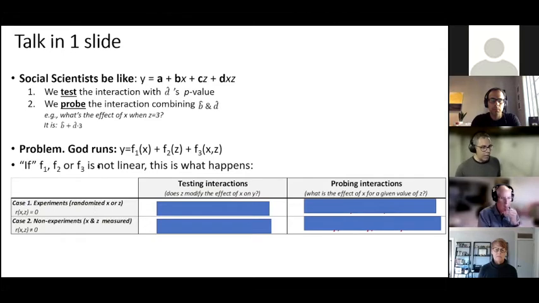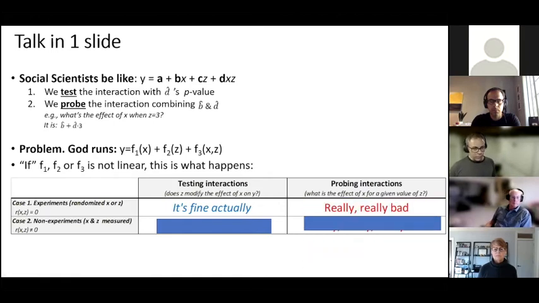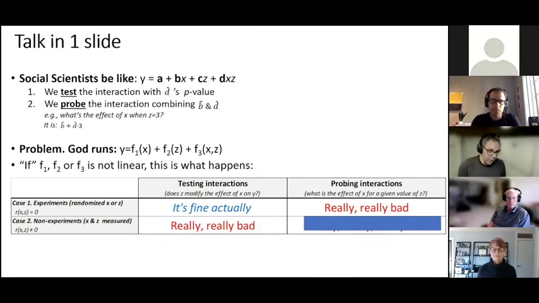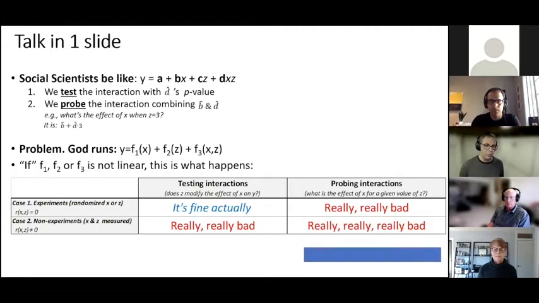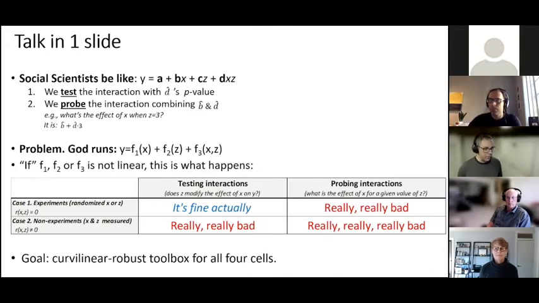So what happens if nature is not linear and we estimate a linear regression? If you just want to test if an experiment has an interaction, actually nothing happens. It's totally fine. If you want to probe it, however, it's bad. And if you want to test whether there is an interaction, even just testing when the predictors are correlated, it's really, really bad. And then if you want to probe that, it's even worse. Okay. So this is what I'm going to be doing, talking about these four cells through the presentation.